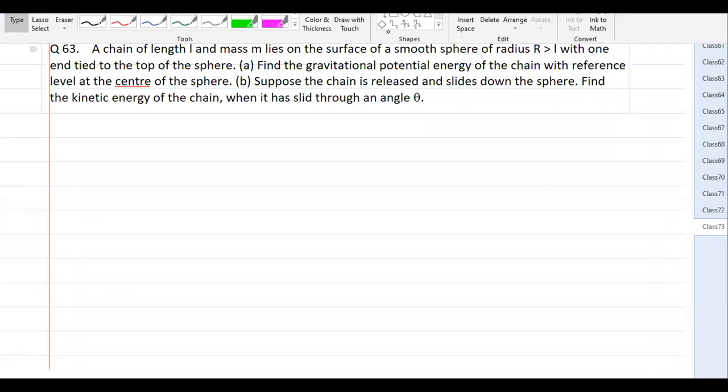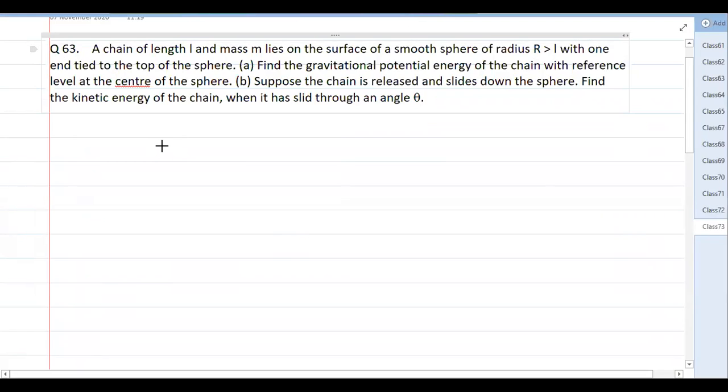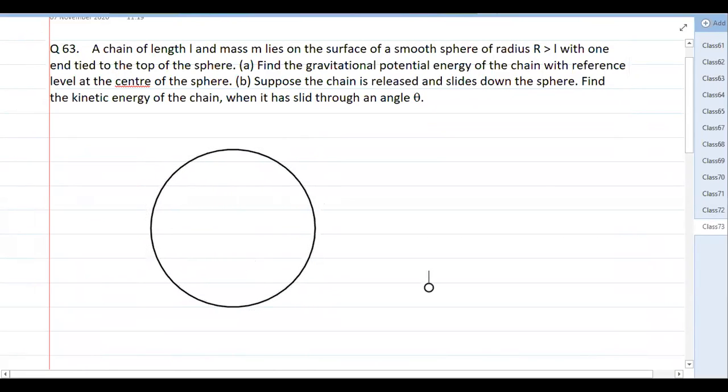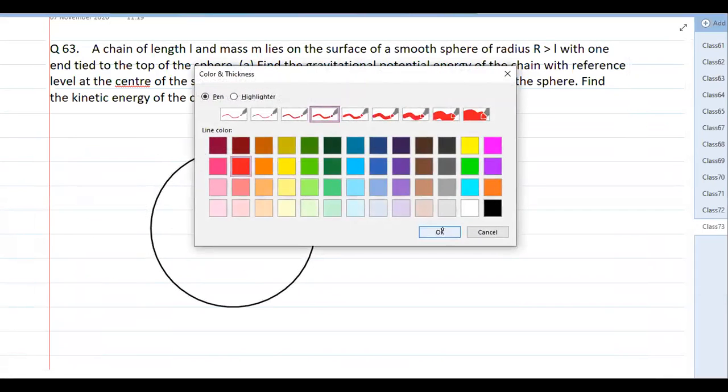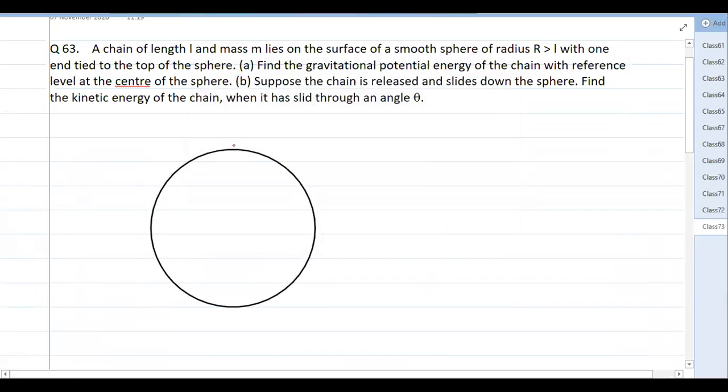First we will make the diagram. Suppose this is the sphere, and on this sphere we have a chain. The chain is like this from the top, and it is going up to some point. So consider the center as the reference and find the potential energy. Suppose this angle is theta, find the potential energy of the chain.